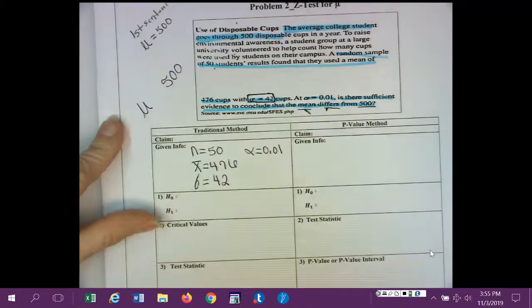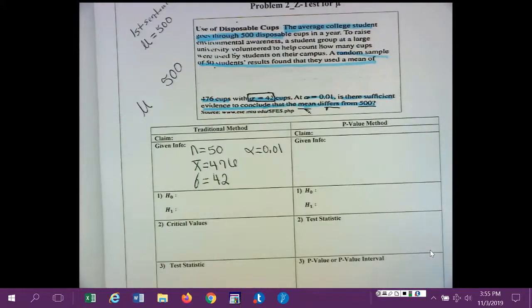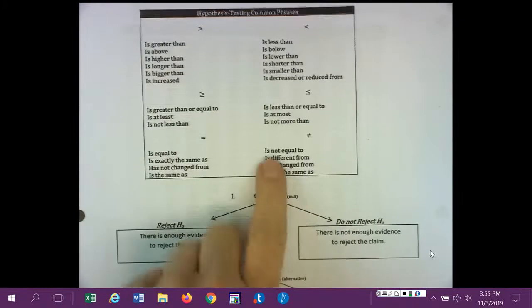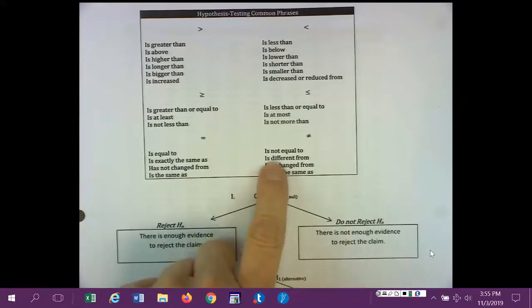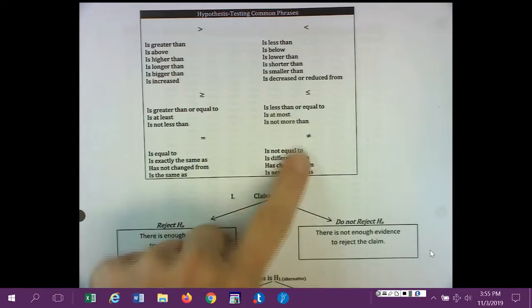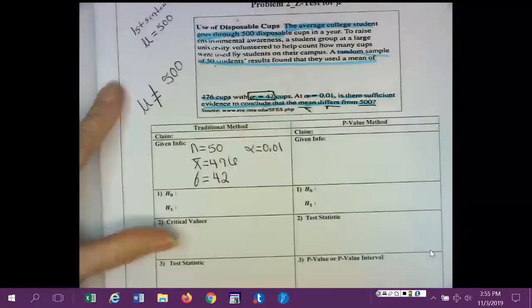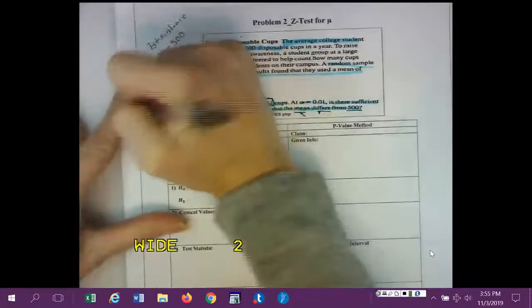If you do not know what differs means, you go to your phrases and you will see is not equal to, is different from, has changed from, is no longer the same as. So, differs from means not equal to. So this last sentence or question means not equal to. And that's the last sentence.